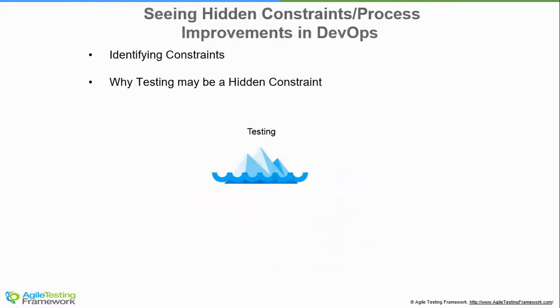We may identify other areas in the process as a bigger constraint or area of process improvement than testing. This may be because you need to look at testing as sort of like an iceberg. There's a part that's up above that you're seeing and a part below that's much bigger and we're missing.